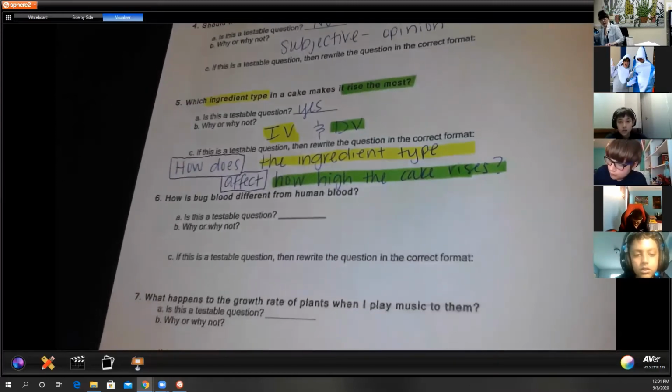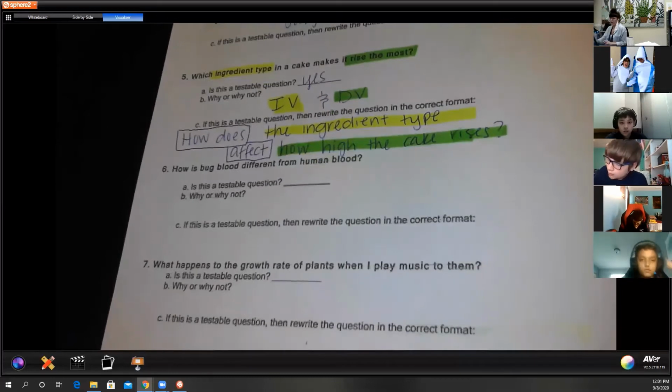What about this next one? How is bug blood different from human blood? Testable scientifically or no? Where are my thumbs up, thumbs down? I'm seeing mixed answers. This one is actually not scientifically testable. Not in an experiment.